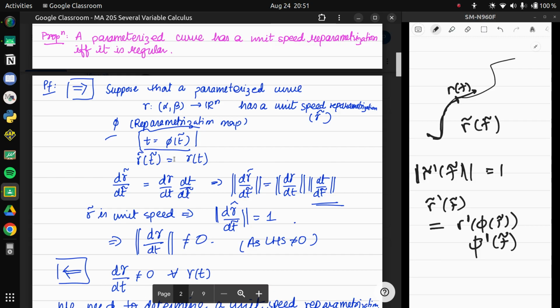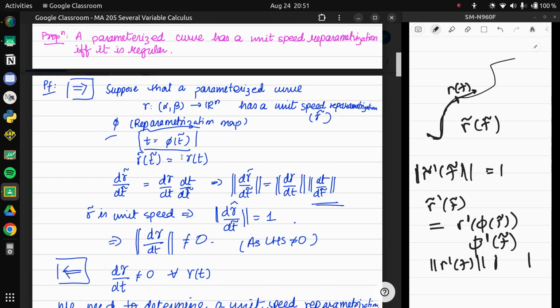So what we want is that this guy's magnitude should be 1, which is to say that the magnitude of r dash, and so this thing is just t, and that times the magnitude of this quantity. It should just be an absolute value because it's a real number, right? So phi dash of this t tilde, I think you can also rewrite this as d small t upon d t tilde.